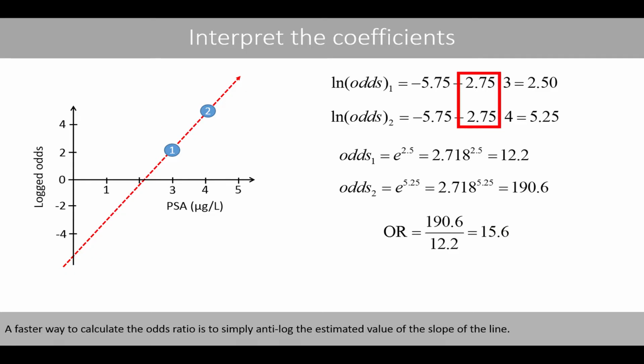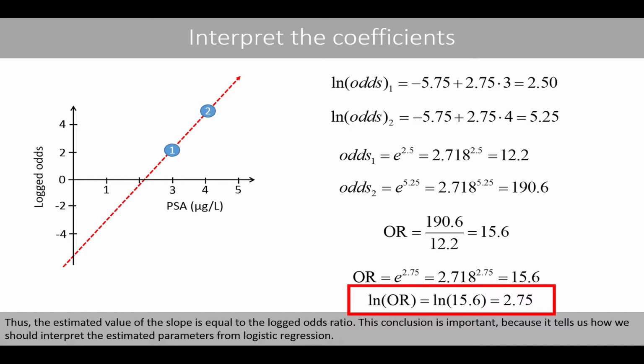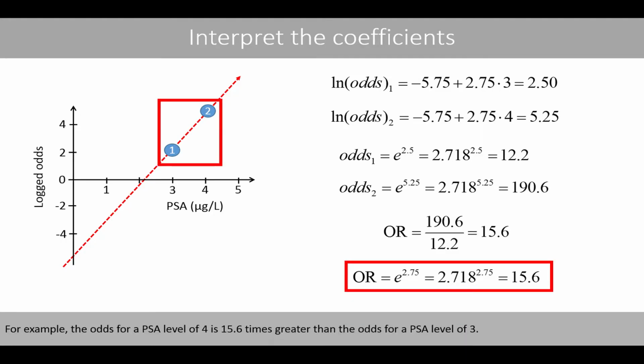A faster way to calculate the odds ratio is to simply antilog the estimated value of the slope of the line. If we antilog the estimated value of the slope, we get the estimated odds ratio. Thus, the estimated value of the slope is equal to the logged odds ratio. This conclusion is important because it tells us how we should interpret the estimated parameters from logistic regression. For example, the odds for a PSA level of 4 is 15.6 times greater than the odds for a PSA level of 3.